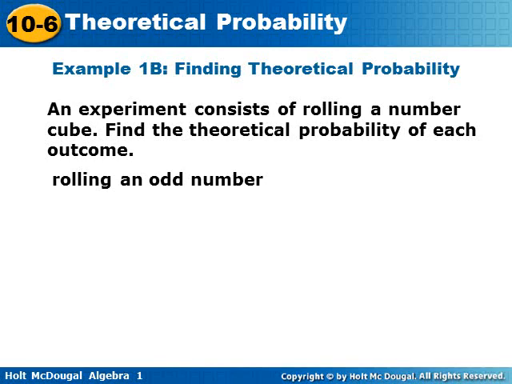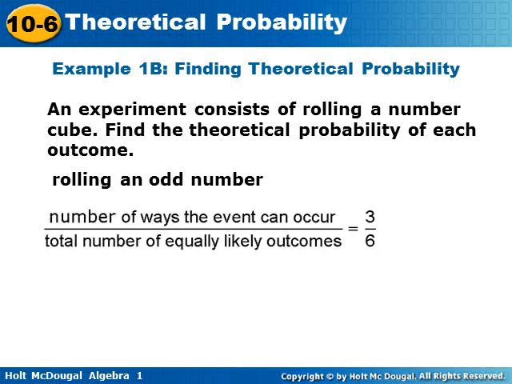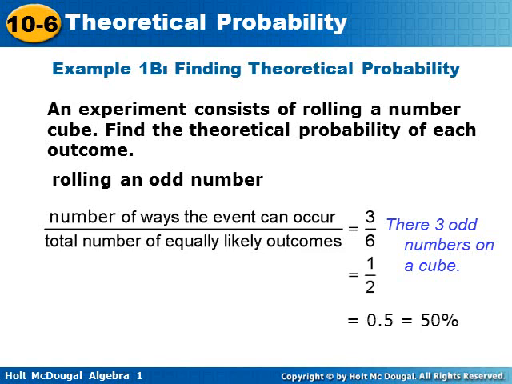An experiment consists of rolling a number cube. Find the theoretical probability of each outcome, rolling an odd number. The number of ways the event can occur is 3. There are 3 odd numbers on the cube. Over the total number of equally likely outcomes, there are 6 different numbers on the cube. If you reduce 3/6, you get 1/2, and if you divide, you get 0.5. Changing that to a percent, you move over the decimal 2 places to the right, and you get 50%.